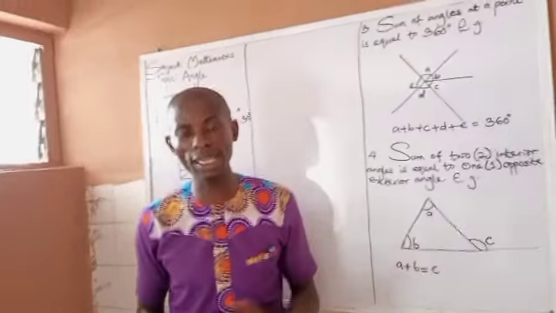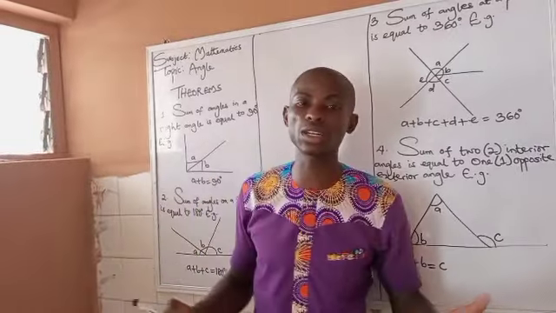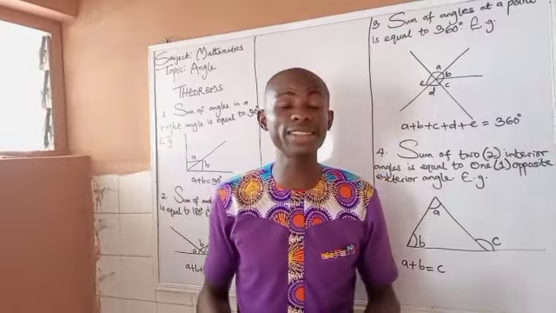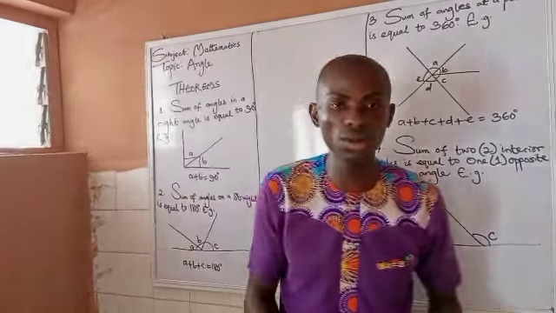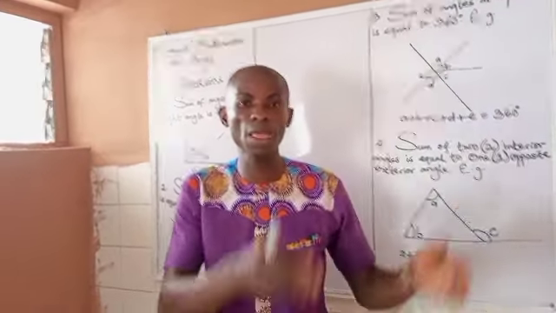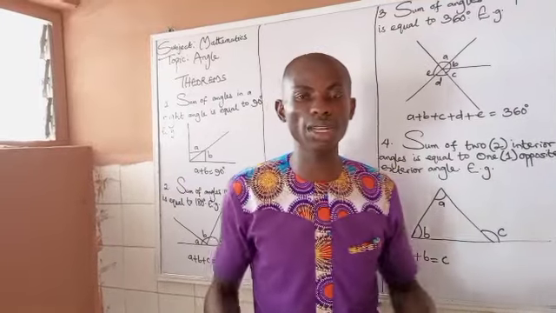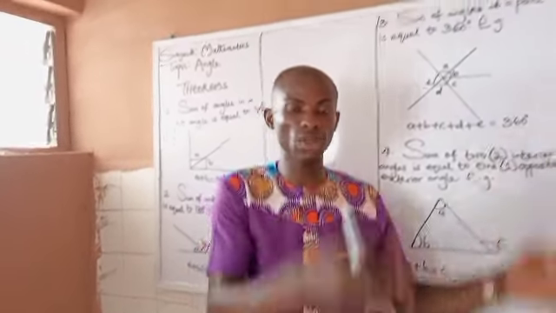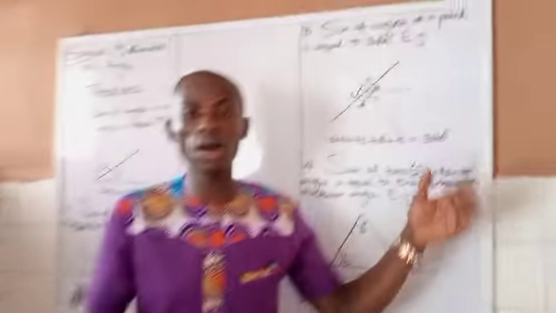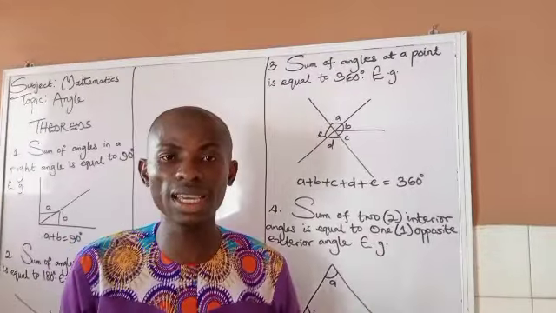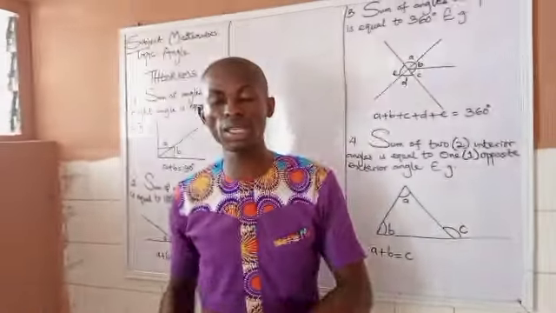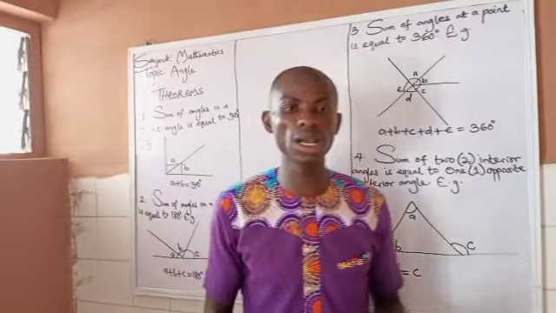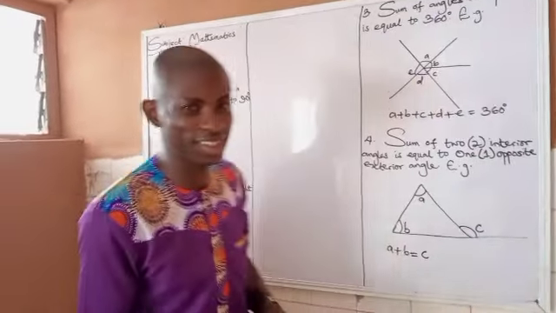Now, what am I saying? The first theorem that I make conspicuous to you, as far as this video is concerned, is what I call sum of angles in a right angle, which I said is equal to 90. I talk about sum of angles on a straight line equals 180. I talk about sum of angles at a point is equal to 360, and sum of two interior angles is equal to one opposite exterior angle. Now it is time for workings.